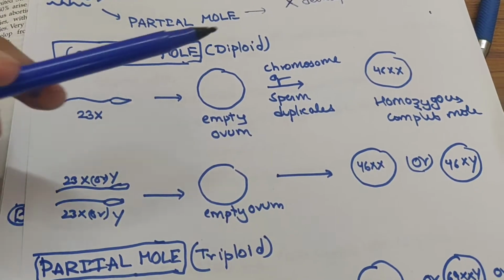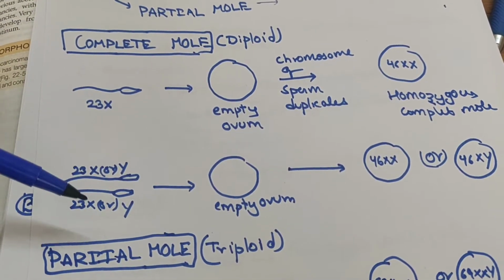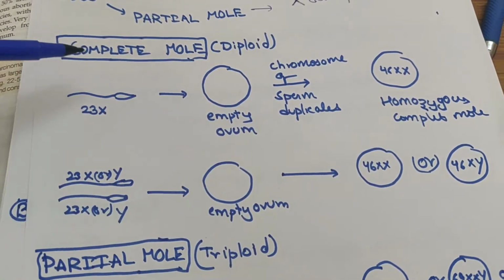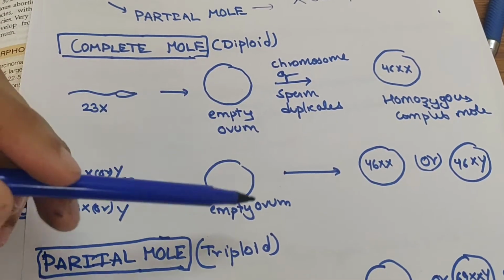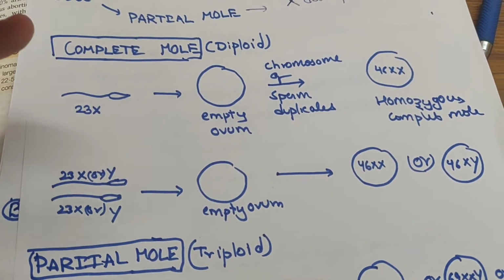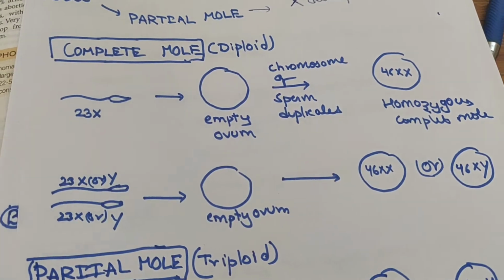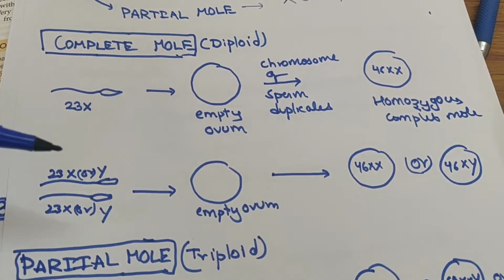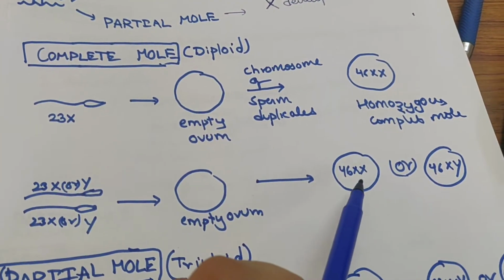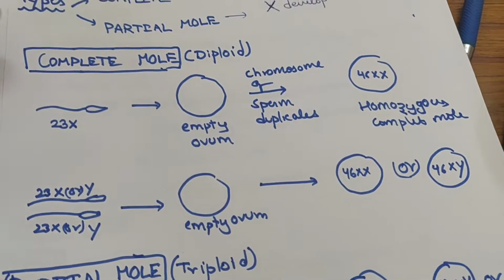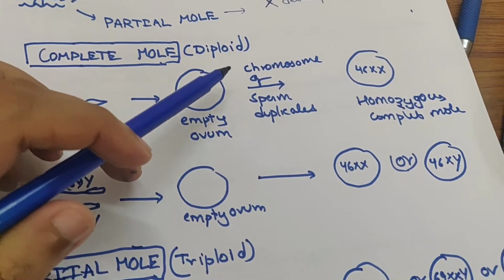And next there is another type of complete mole in which two sperms fertilize an empty ovum. In complete mole we should remember that there is an empty ovum, no maternal chromosomes. So after fertilization there is 46XX or 46XY. So it is also diploid. So complete mole is always diploid.